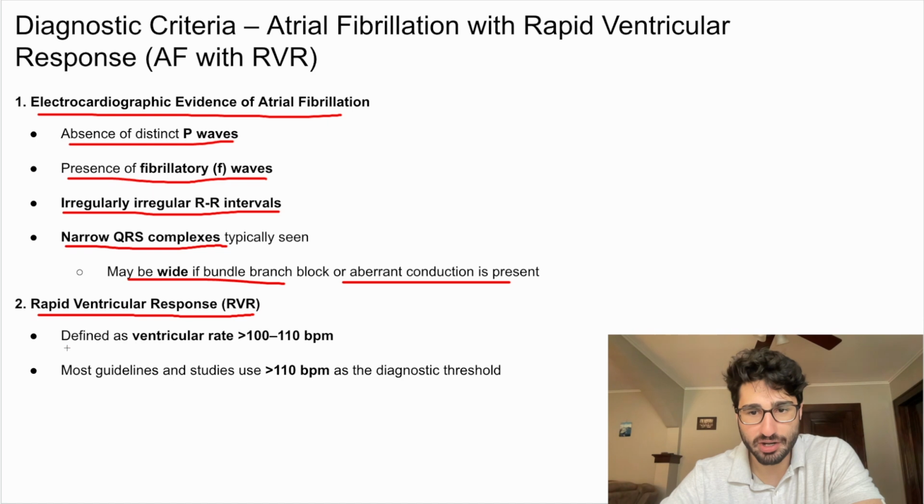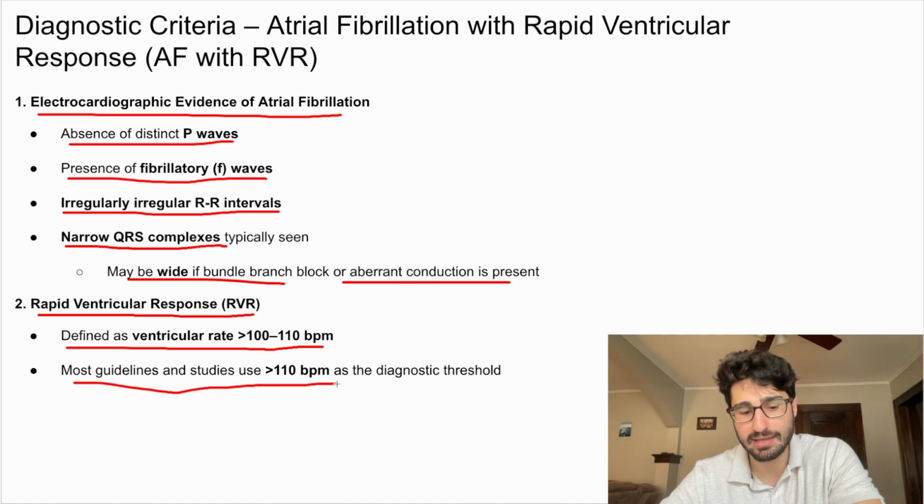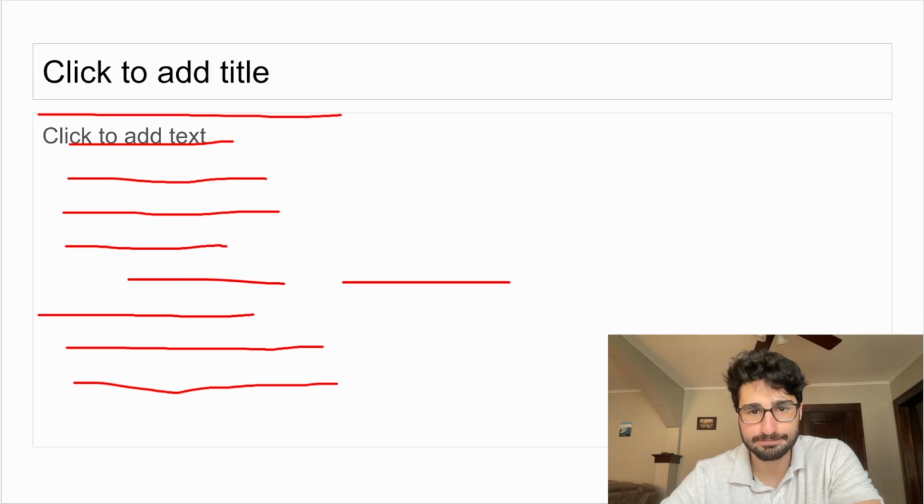response. This is generally defined as a ventricular rate exceeding 100 to 110 beats per minute, with most contemporary guidelines and studies using a threshold of greater than 110 beats per minute to characterize RVR. So if we were to summarize this slide, the diagnosis of AFib with RVR is made when atrial fibrillation is present on the ECG and the ventricular rate exceeds 100 to 110 beats per minute.